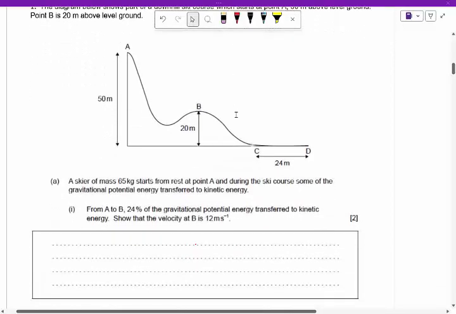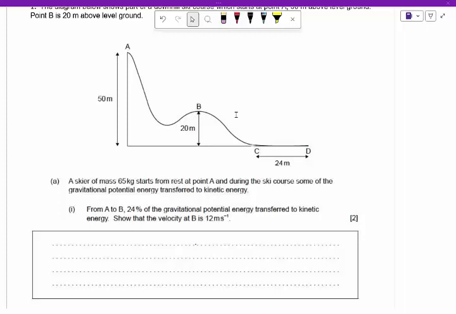A skier of mass 65 kilograms starts from rest at point A, and some of the gravitational potential energy is transferred to kinetic energy. From A to B, 24% of the gravitational potential energy is transferred to kinetic energy. Show that the velocity at B is 12 meters per second.